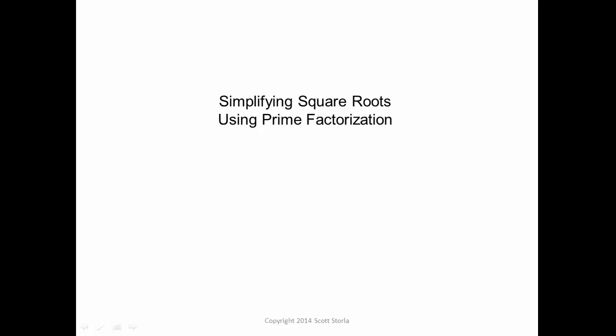In this video, I'm going to continue simplifying square roots, but I'm going to be using prime factorization. Here's an example of the type of problem that we'll be working on. When I look at the square root of 126, I don't see a perfect square. In a case like that, I need to go back and prime factor the radicand.